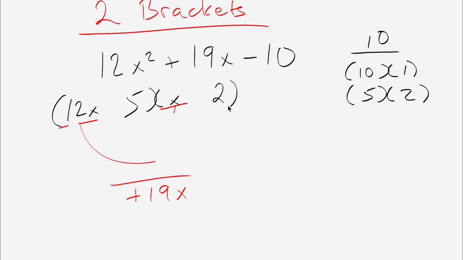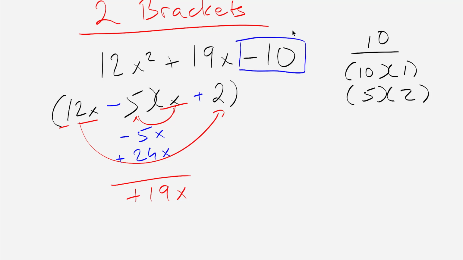So we can see 12x times 2, that's going to be 24x. And x times 5, that's going to be 5x. Now we can combine them to get a plus 19x as long as we have a plus 24x and a minus 5x. So in order to have a plus 24x, this needs to be a plus 2. And in order to have a minus 5x, this needs to be a minus 5. And having a minus 5 and a plus 2 is good because remember they have to be the factors of minus 10. So minus 5 times plus 2 is minus 10. So a plus and a minus here is good for us. So therefore our final answer, 12x minus 5 times x plus 2.